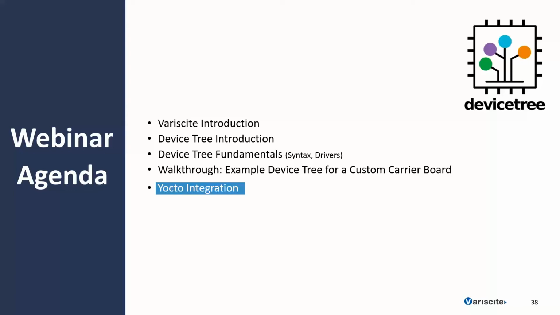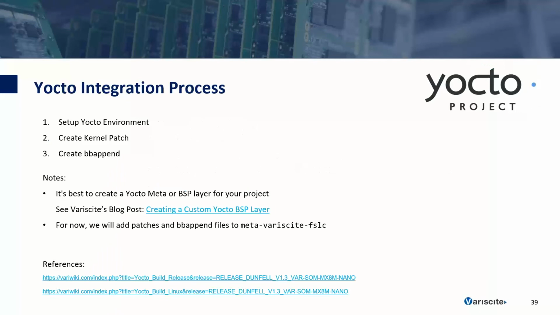Okay, so next, let's look at integrating our device tree file with Yocto. What we'll do for this demonstration is set up a new Yocto environment, and then we'll create a kernel patch for the changes that we just made for our new webinar device tree file. And then we'll create a bbappend for the kernel recipe to apply the patch and configure U-Boot to boot our new device tree file.